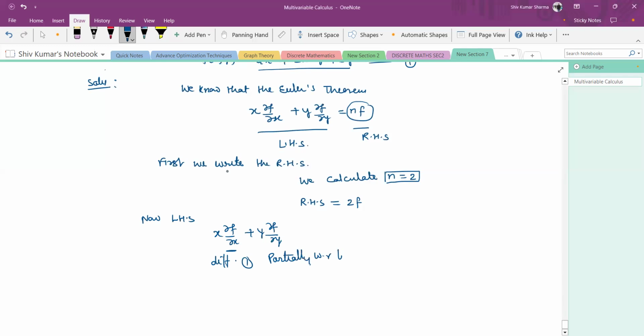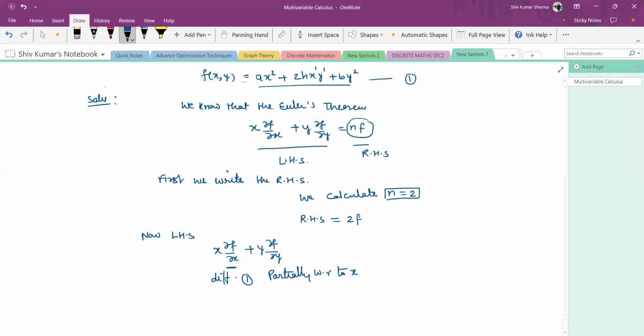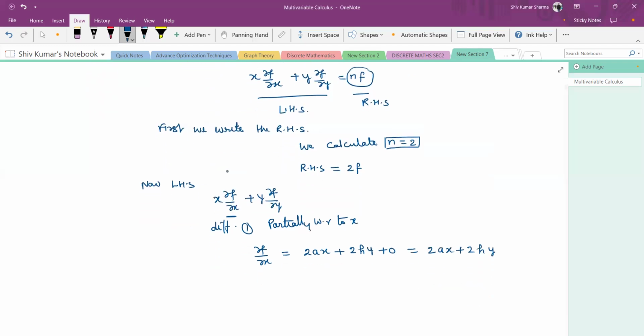So differentiate 1 partially with respect to x. When we differentiate equation 1 partially with respect to x, we see that del f upon del x is equal to 2ax, since the differentiation of x square is 2x, plus 2hy, and plus b y square. Here y square we treat as a constant, so b y square is purely a constant term, so the derivative will be 0. So this gives us 2ax plus 2hy. So this is del f upon del x.